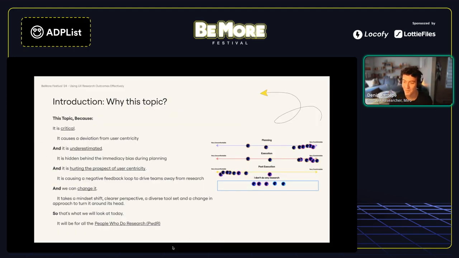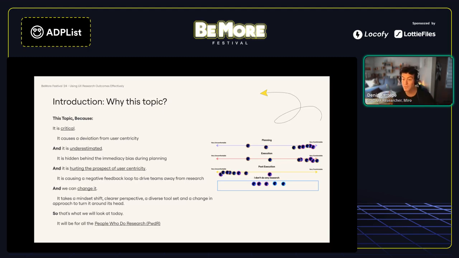I want to start with the introduction. As I've said, why this topic? This topic evolved from a 4-hour, 2-day training that I was giving before with the same name, exploring using UX research outcomes effectively. And I have anonymized the avatars now. When we did an on-the-board vote about which part people feel most comfortable with in any research project, as you can see, planning and execution were in the very comfortable part, whereas post-execution, using the research findings, a lot of people were feeling very uncomfortable.